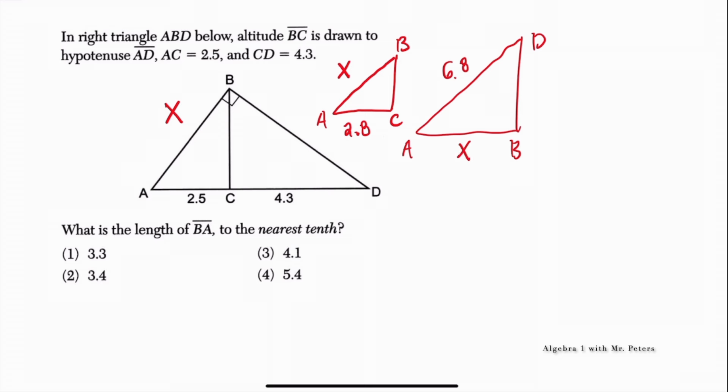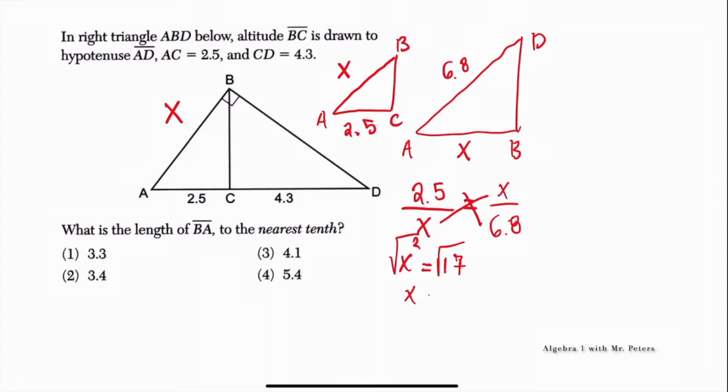Now, the way that we're going to set this up is going to be 2.5. Oops, and I put 8, family, my bad. 2.5 over x is equal to x over 6.8. And now we can cross multiply. Once we cross multiply, family, we get x squared is equal to 17. Take the square root. x is equal to 4.1. So this is a very quick and easy way to do this.